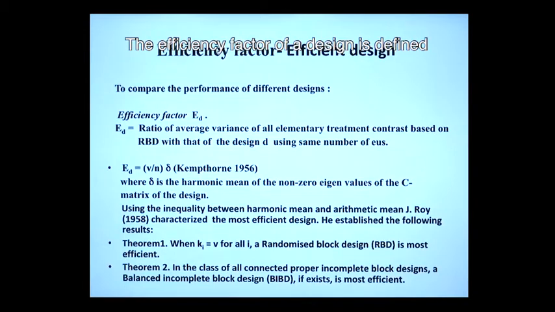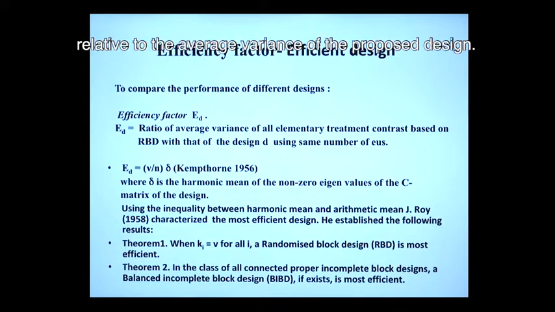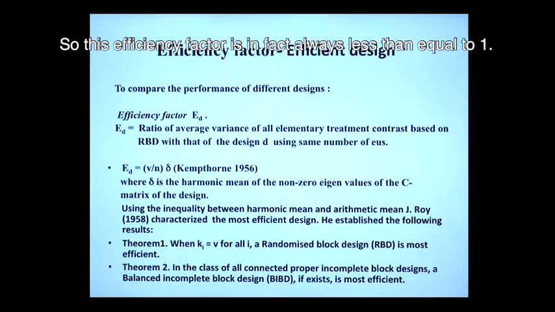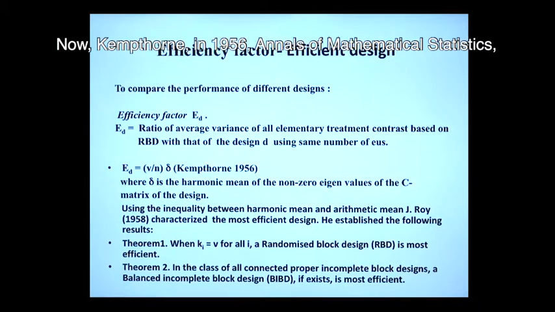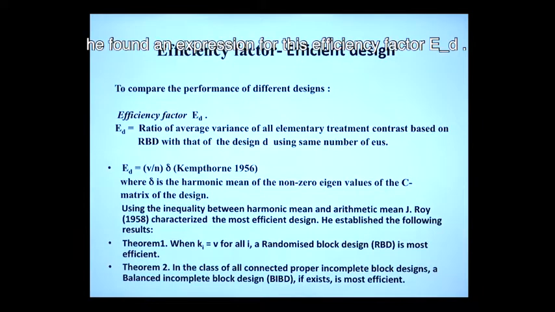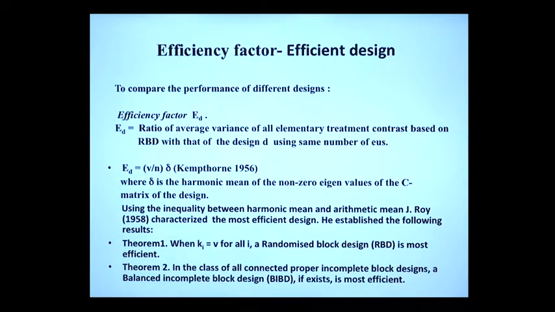The efficiency factor of a design is defined as the ratio of the average variance of an RBD relative to the average variance of the proposed design. So, this efficiency factor is in fact always less than or equal to 1. A design for which this efficiency factor E D is maximum is called the most efficient design. Now, Kempthorne in 1956, in the Annals of Mathematical Statistics, found an expression for this efficiency factor E D, that is, V by n into D delta, where delta is the harmonic mean of the non-zero eigenvalues of the C matrix of the design.